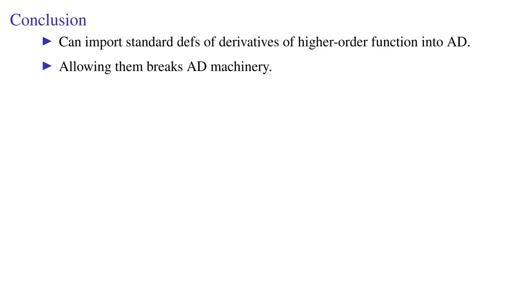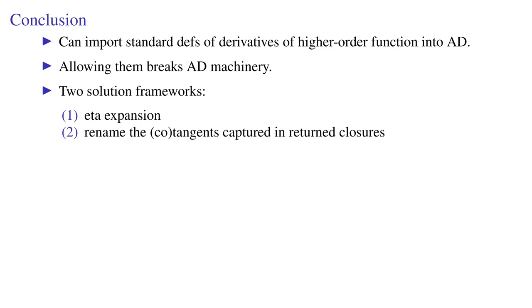Now, it might be a stretch to call this the amazing bug. It's a pretty crowded field, but I hope you'll agree that it's an amazing bug. We have some ideas for solving this, and I propose two solution frameworks. One is based on eta expansion, and the other is on renaming tags away and then renaming them back when they're passing through the tangents of closures.